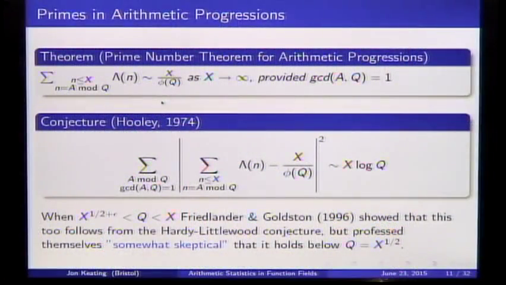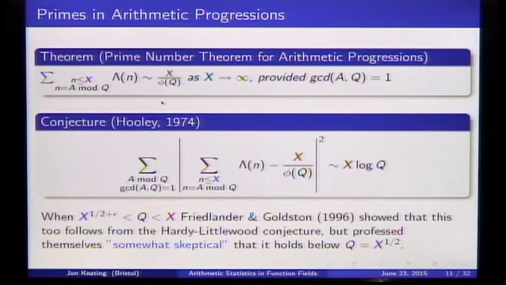So I guess this is different from that part. So this is q fixed, x tends to infinity. This is q growing with x. Hooley didn't specify exactly how it should grow, but he clearly had in mind it should grow in some way.